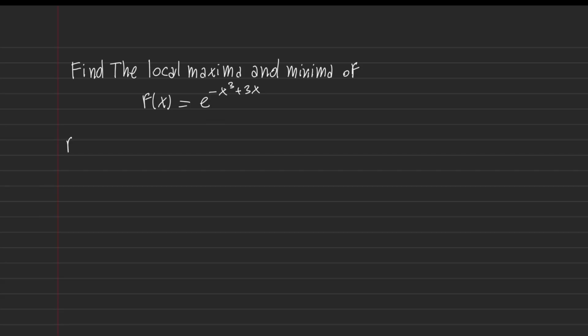So f prime of x is equal to e to the minus x cubed plus 3x, times the derivative of the exponent, which is minus 3x squared plus 3. And we have to impose that this has to be equal to 0.